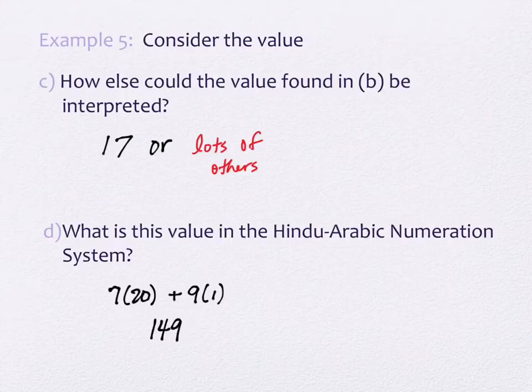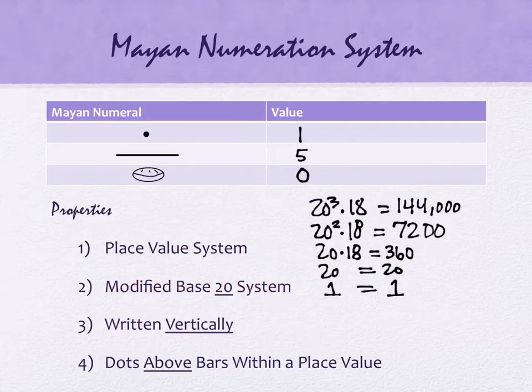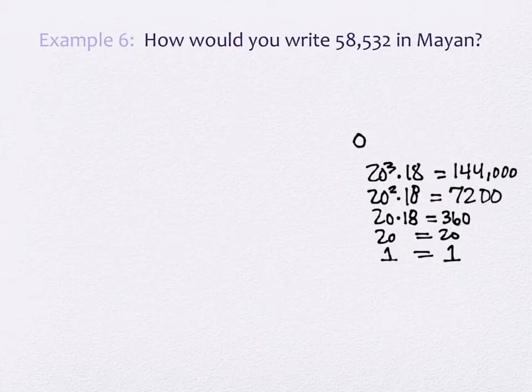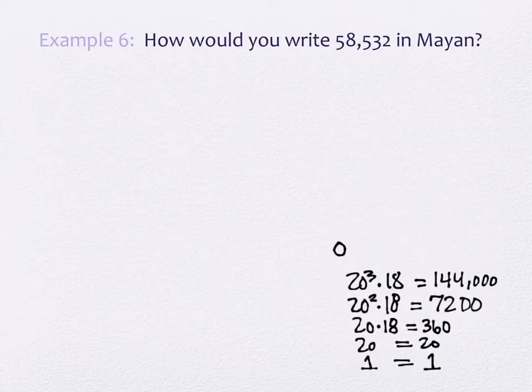And we had done, where was it? It was right here. This right here to remind ourselves what our place values are in their system. So let me just copy this over here, except for the 0 at the top. And we're going to need these particular values. So we have the 144,000, 7,200, 360, 20, and 1. So whichever the largest one is that actually goes into our number, the 58,532 number is the one we're going to start with.